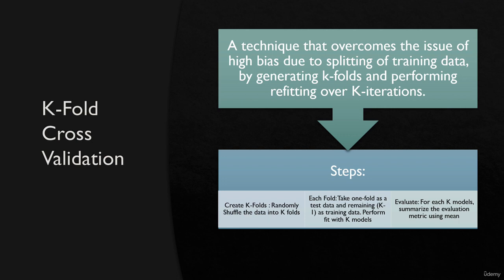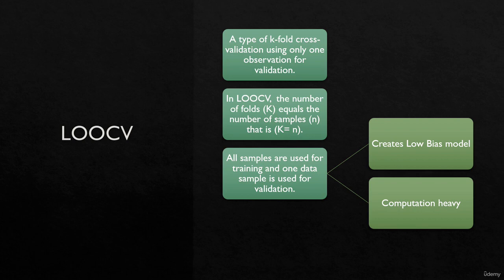Apart from this method, we also have the LOOCV method, that is leave one out cross-validation. This is actually a specific type of k-fold cross-validation, but in this scenario, only one observation, that is one row, will be my test data, that is my validation data, and the remaining data will be my training data. In LOOCV, the number of folds k equals the number of samples in the data set. We use all the training data and one data point as test or validation data.